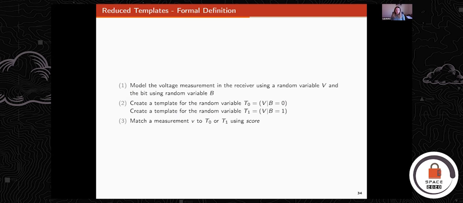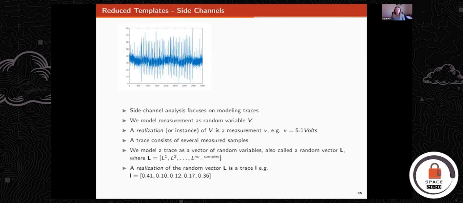And here it is more formally explained, not just for zero and one, but in principle for any random variable. So we can create a template based on this bit and then match a measurement by using this score. Okay, so how does that relate to side channels? Here we again model the measurement as one random variable, but now we have a number of samples that we form as one random vector. This capital L stands for leakage. So we have this random vector that collects all these samples, one, two, up to some number of samples that can be thousands or hundreds of thousands. But for simplicity, we just assume that it's something short, like we have these values for leakage, okay?